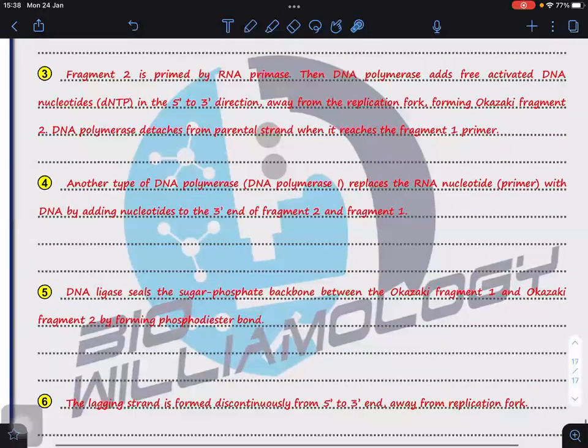So fragment 2 is primed by RNA polymerase. Again, DNA polymerase adds free activated DNA nucleotides in the 5' to 3' direction, again away from the replication fork, forming Okazaki fragment 2. So DNA polymerase again detaches from the parental strands when it reaches the fragment 1 primer. Another type of DNA polymerase.